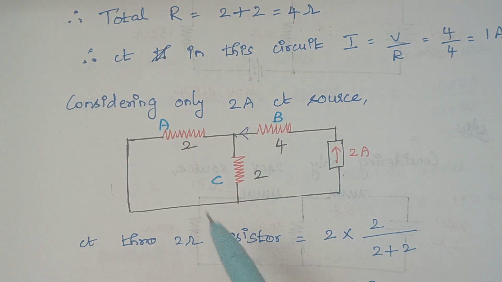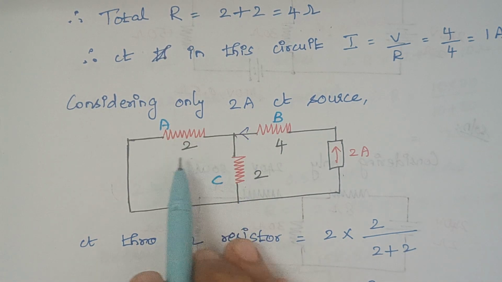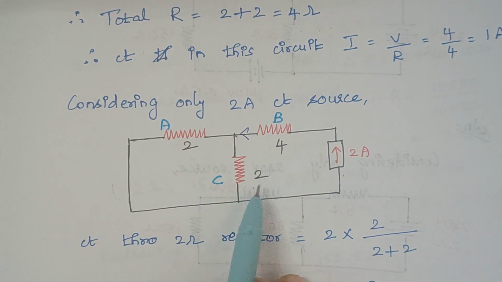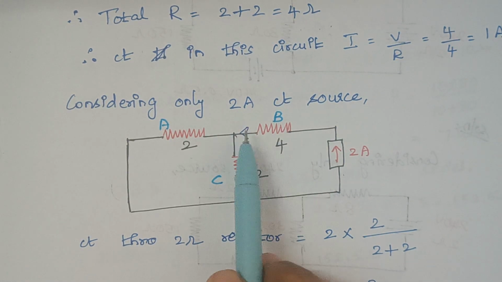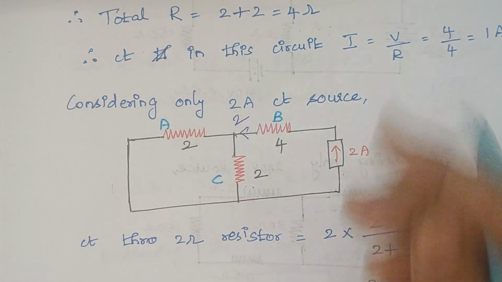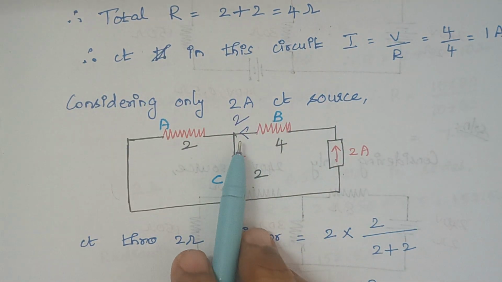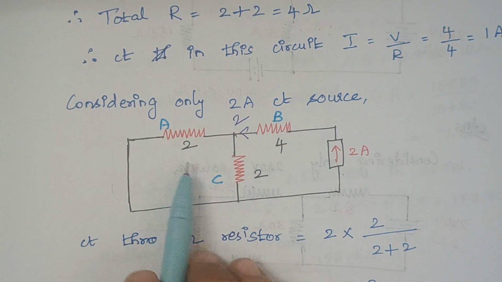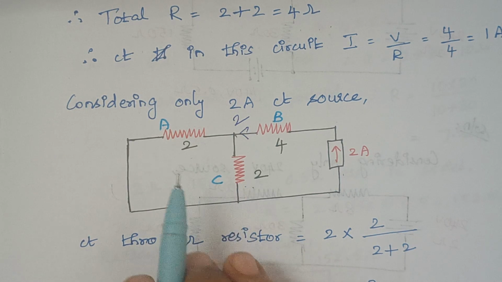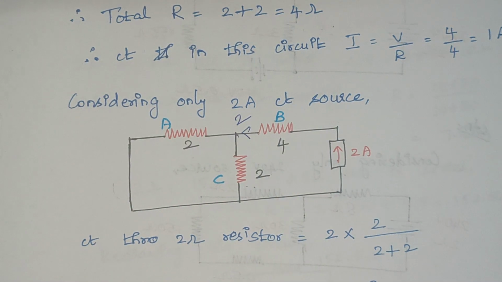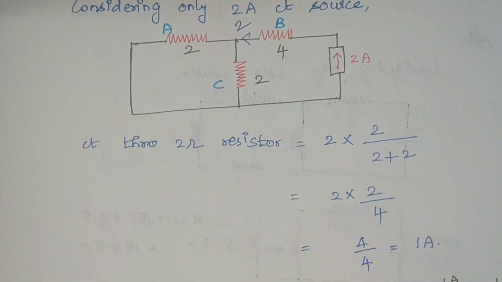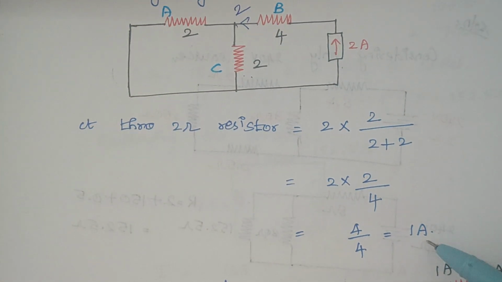So again what happens? The current gets divided between these two resistors. So we are using current division formula. So total current, that is 2 amps, okay, into opposite resistance. Here both the values are 2. So okay, no issues. So 2 divided by total resistance, which is 2 plus 2. So again this gives the answer as 1 amp.